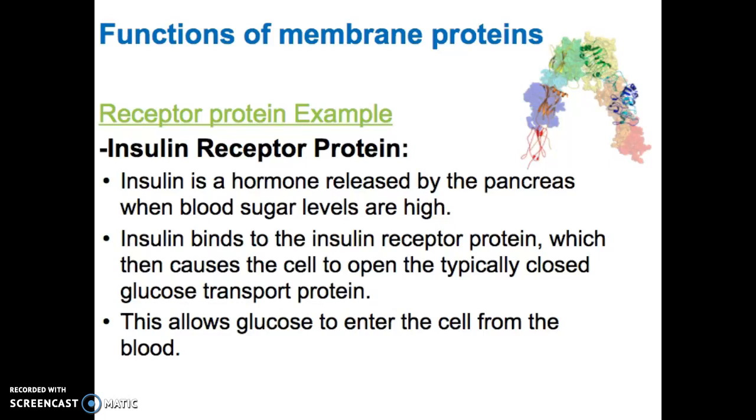So here's an example of one, our insulin receptor proteins. Insulin is the hormone that's released by our pancreas when our blood sugar levels are very high. And it basically tells cells to absorb sugar to get it out of the bloodstream. And so insulin will bind to insulin receptor proteins, which then cause the cell to open the already usually closed glucose transport proteins, because we don't want sugar just constantly coming into the cell, which we'll talk about when we do osmosis and diffusion. But sometimes we need that to occur. So this opening of the glucose protein will allow glucose to come into the cell.